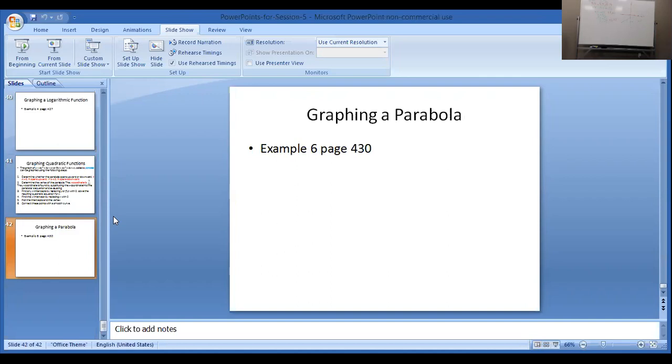So now I have 3 points. I have my vertex, I have one of my x-intercepts, and I have another x-intercept. So I just connect them, and because a is positive, I know this parabola should go upward, face upward. All right? We are done.